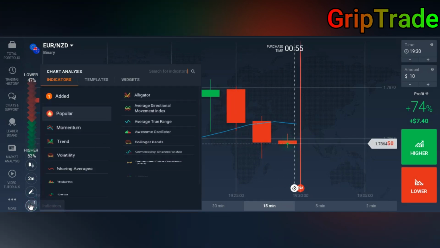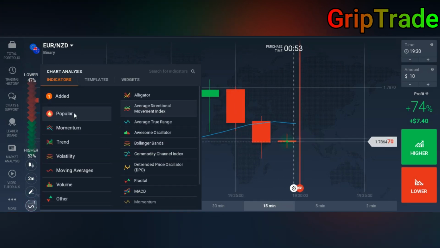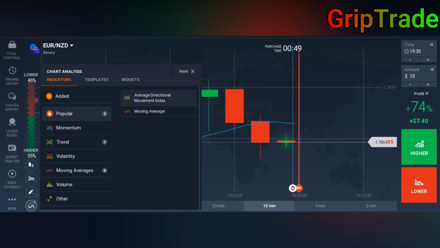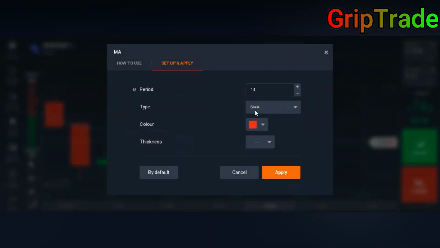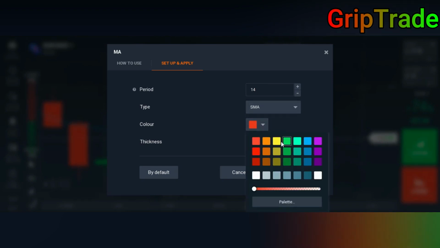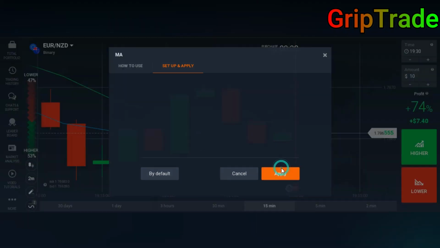Now you again need to go into the indicator section, into the popular window, moving average. This time period 14, SMA, color of your choice. I select the green and apply.